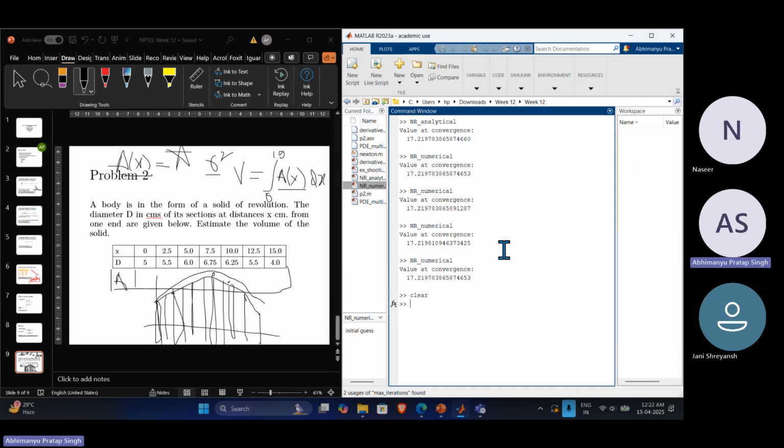Any doubt in this, in the three approaches that we can take? The first one is using simple trapezoidal or Simpson's rule. The second one is using interpolation, and then the third one is using regression. Okay.